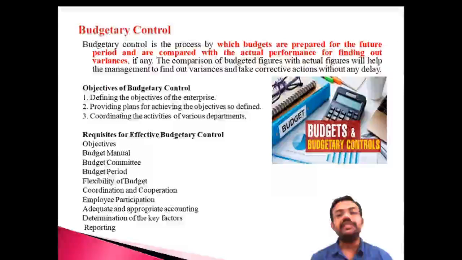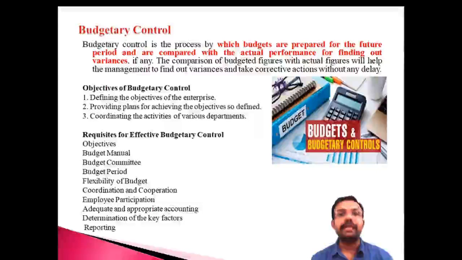And what are the requisites? What are the essential elements required for budgetary control? A good budgetary control must be objective oriented. It is not to be subjective. It must focus on specific objectives. So objectivity is a requisite for effective budgetary control.